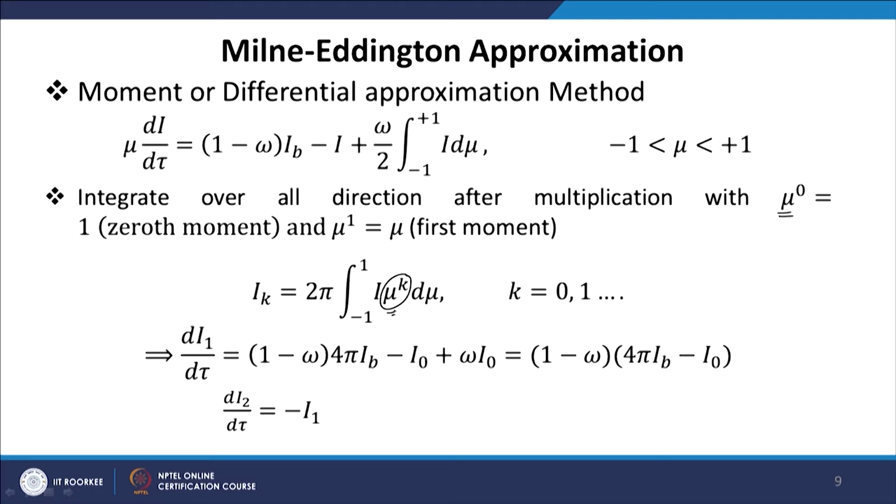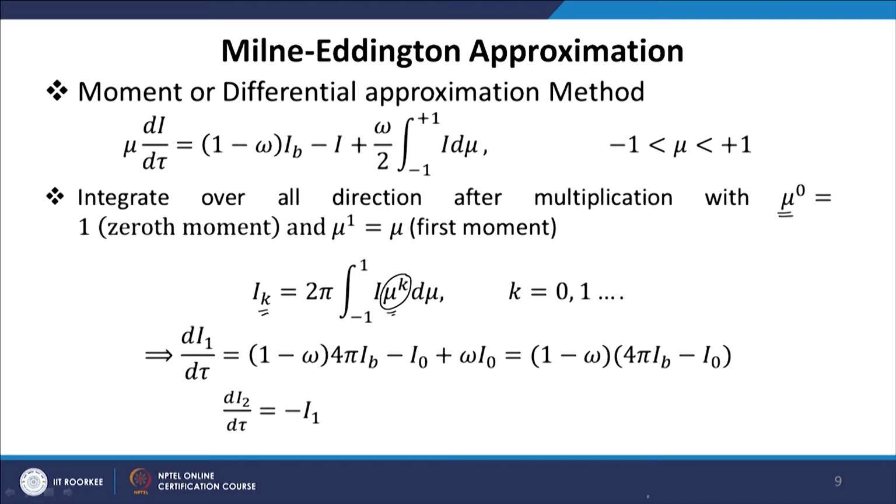Okay. So, for example, I subscript k is basically known as the kth moment of intensity, where the moment is defined as integration over all possible values of mu of mu power k multiplied with intensity. So, this is the kth moment of the intensity. K equal to 0 means the zeroth moment, and k equal to 1 is known as the first moment. Okay. You must have heard of moments in moment of inertia, the first moment of area, second moment of area, and so on.